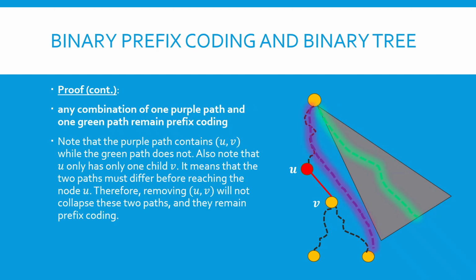Finally, we show that any combination of one purple path and one green path remain prefix coding. Recall that the purple path contains UV, while the green path does not. Since node U has only one child V, any path that reaches U must continue through UV. Therefore, the two paths must differ before reaching node U. Removing UV does not affect this earlier divergence, so neither path can become a prefix of the other. Hence, the two paths still correspond to prefix coding.